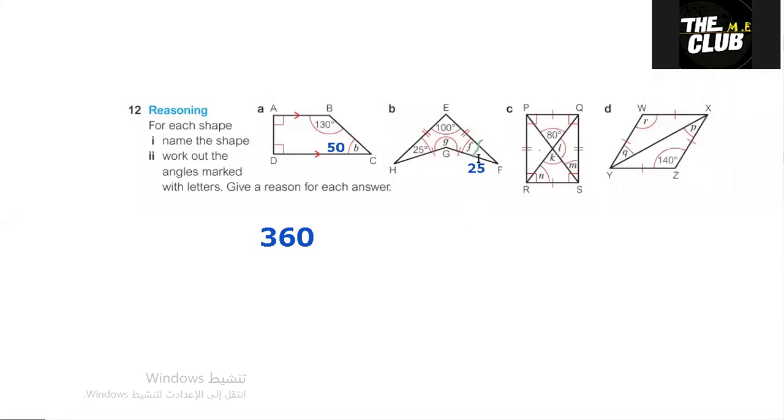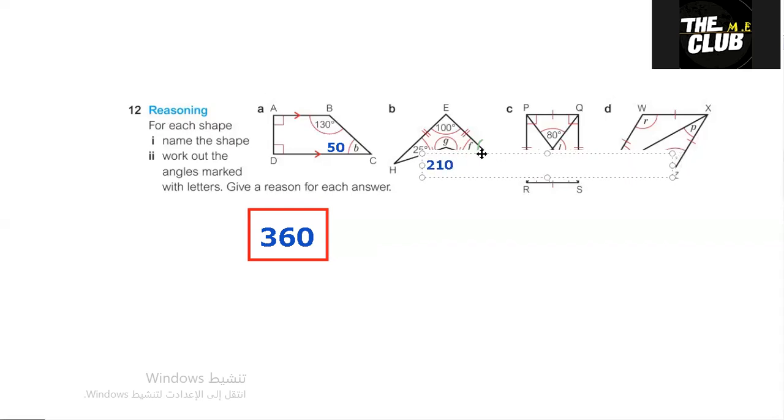Now, after finding the 25, we can find angle G. We know that the sum of angles is what? Very good. It's 360. We add them up together and subtract them from 360. So let's add them together. So we have 100 plus 25 plus 25. And we get 150. And then we subtract it from 360. And the answer will be 210. So angle G is what? Very good. It's 210.